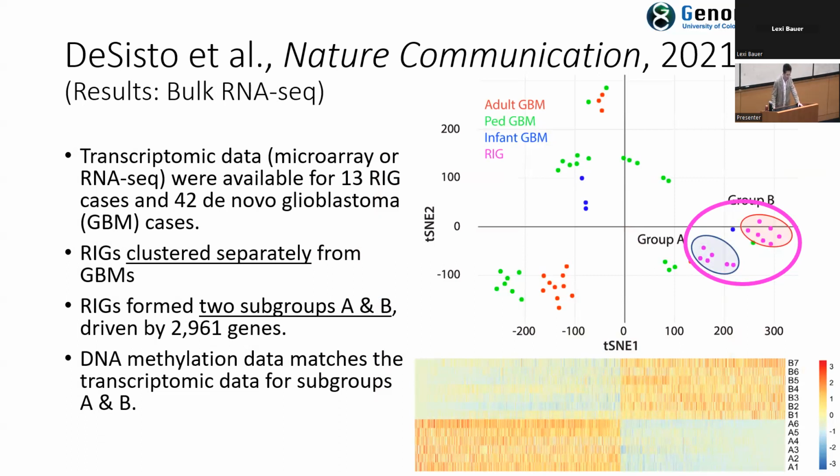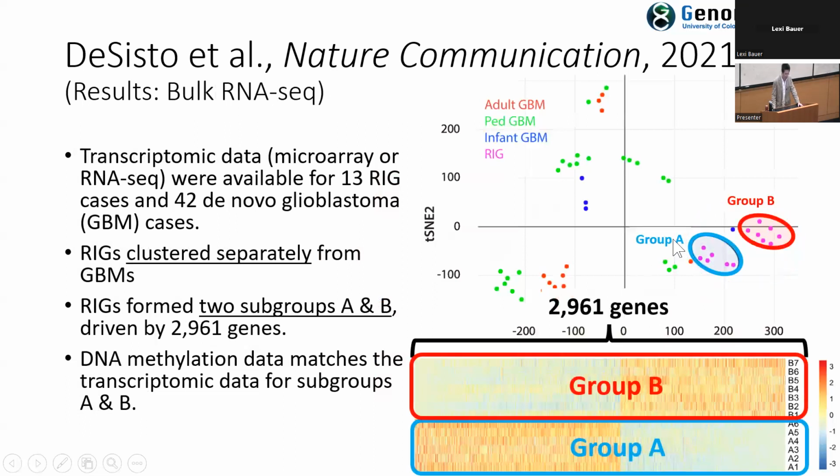But what's kind of cool here is that if you look at the actual t-SNE itself, you'll notice that there are actually two subclusters. They're obviously in the lower right-hand corner, so they're similar to each other, but there are actually subtle differences between them. So they're clustering a little bit separately. And it turns out these RIGs form two subgroups, A and B, and they're driven by 2,961 genes. So that's what you're seeing on the bottom there.